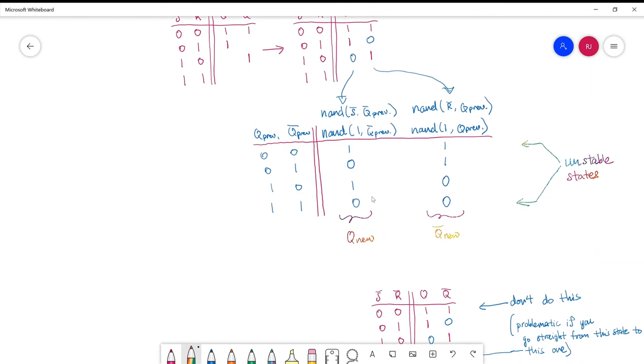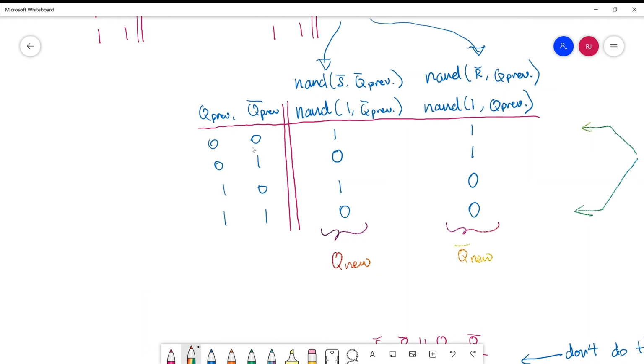So the key point to take away is we don't want to ever be in a case where we're in the first row, where Q previous and Q bar previous are 0, 0, and we also don't want to be in the case where they're both 1, 1. If we look at this from a higher level, Q and Q bar should be complementary anyway. So by the way that the question was designed, it sort of hints at the idea that these two values should be complementary.